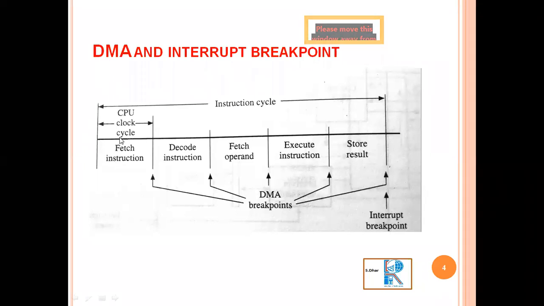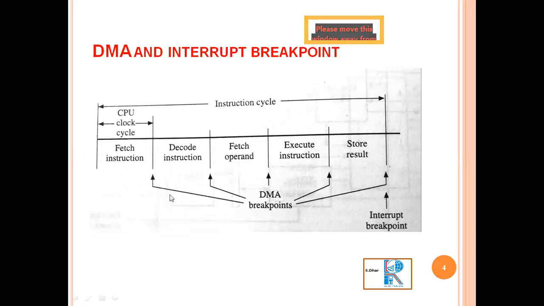CPU can leave the bus at this point if it is executing here, and at this point it is executing GR. That means this is the breakpoint of the CPU in case of the DMA. But for the interrupt, this is the only breakpoint. That means only after the memory write operation.